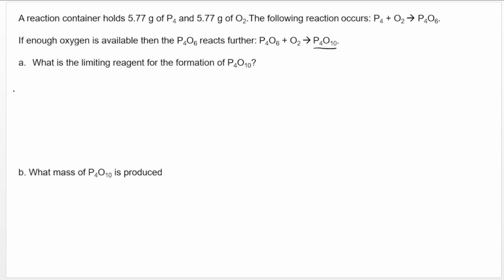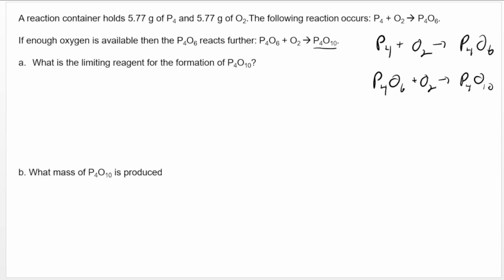So first, let's convert to moles. Well, let's balance first. So I'll write both equations here. P4 plus O2 yields P4O6. Second reaction, P4O6 plus O2 yields P4O10.